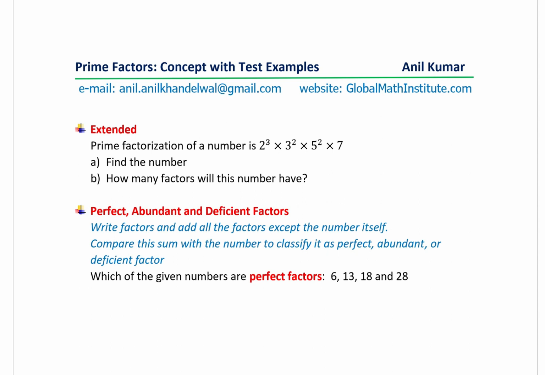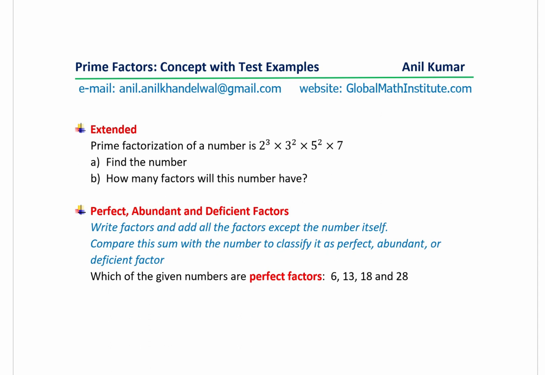Here is a very interesting question, which is an extended application. Some of you can try this. So in this application, we are saying prime factorization of a number is 2 cube times 3 square times 5 square times 7. Find the number. That is simple, just multiply them.